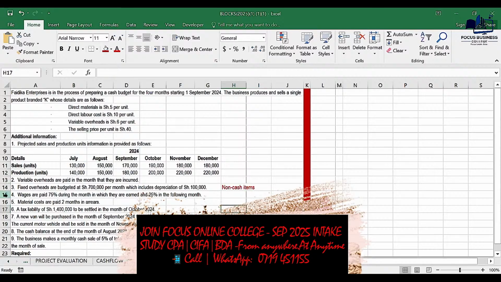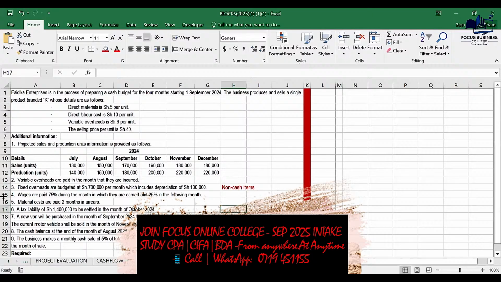And then number 4, we are told wages are paid 75% during the month in which they are incurred or basically earned, and 25% in the following month. Number 5, material costs are paid 2 months in arrears. So in other terms, the material will be paid after 2 months, in arrears.